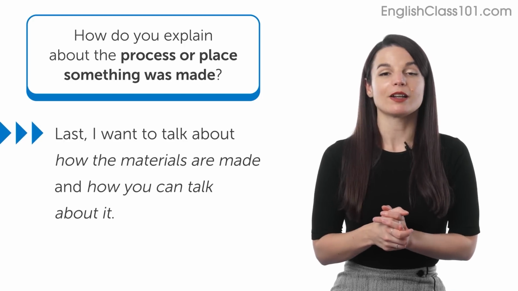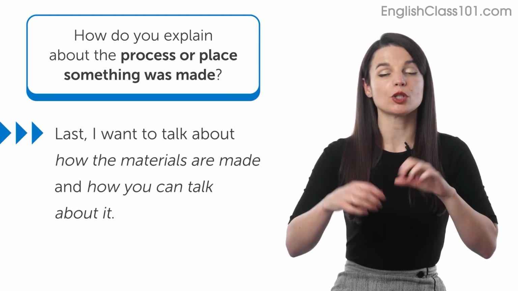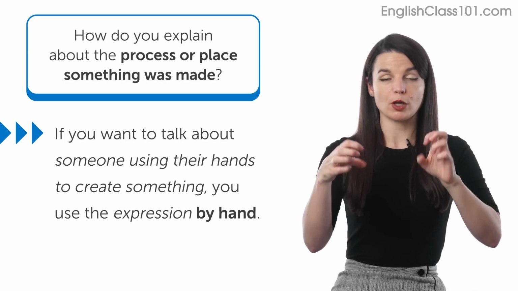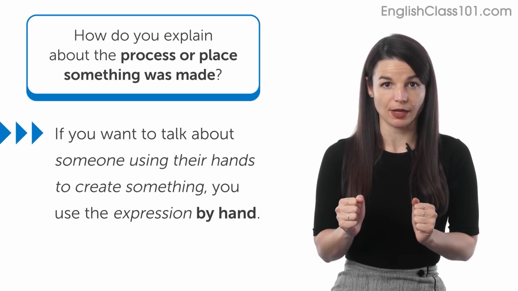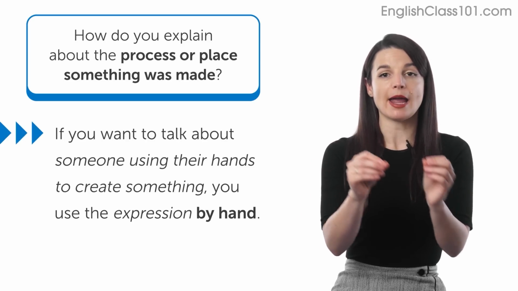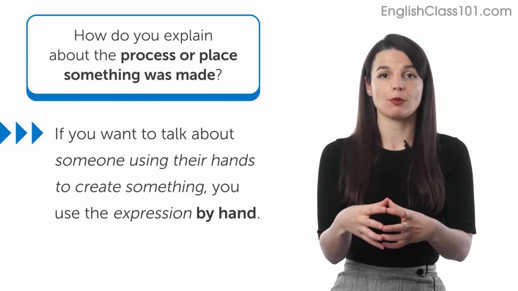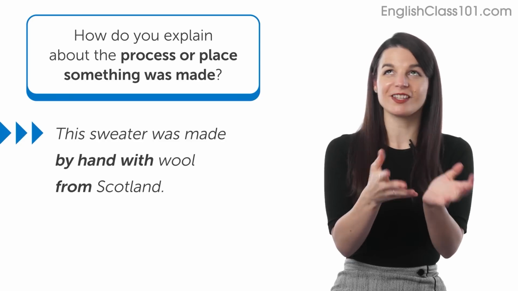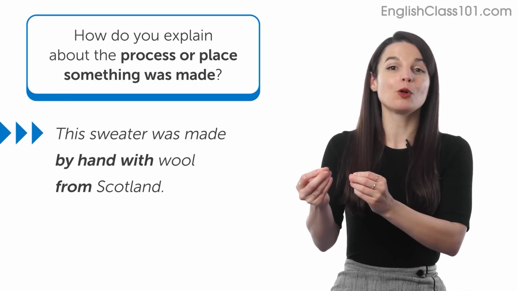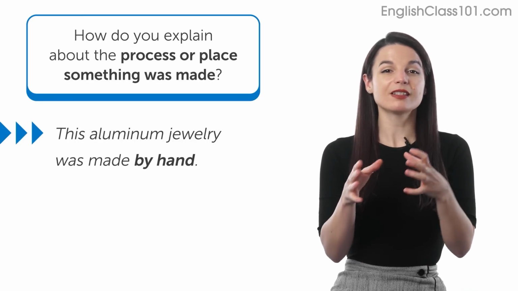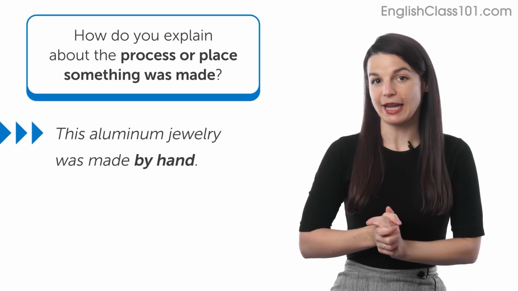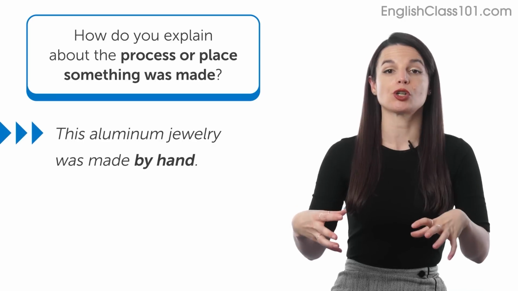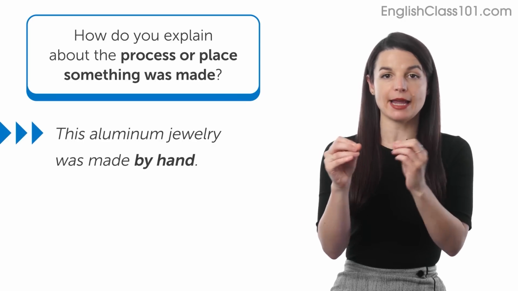The last thing that I want to talk about is one that's a little bit confusing, which talks about how the materials are made. If you want to talk about someone using their hands to create something, you use the expression "by hand." So for example, "this sweater was made by hand from wool," or "this sweater was made by hand with wool from Scotland." Or "this aluminum jewelry was made by hand."